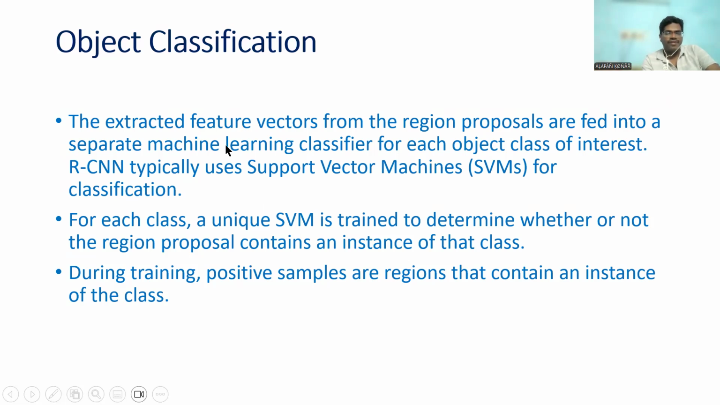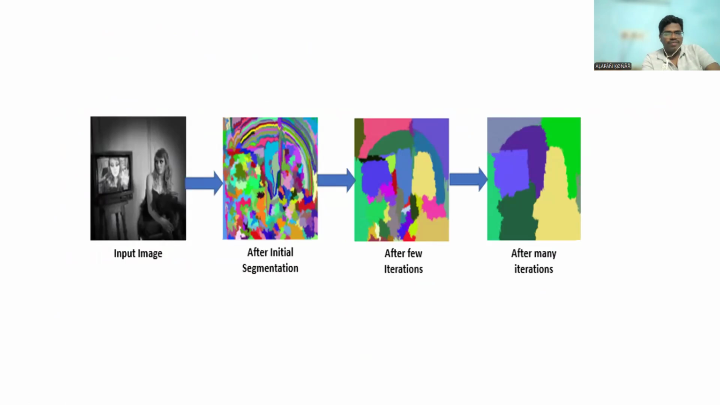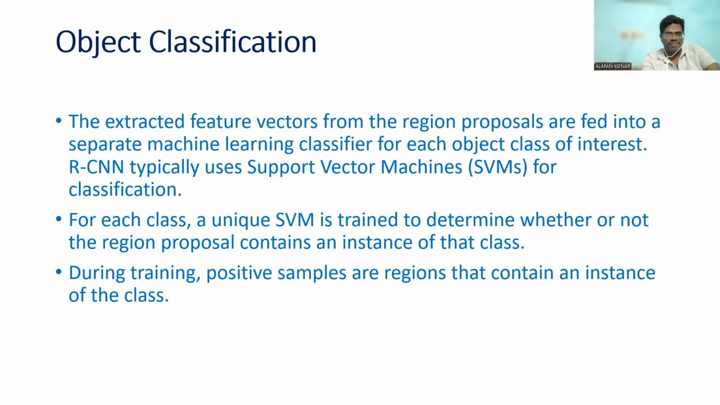So I hope that today you understood what RCNN is and how it works, what the meaning of region proposal is and why it is important, and feature extraction and object classification.